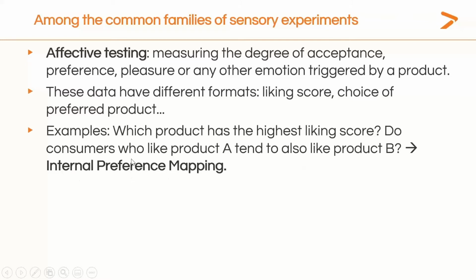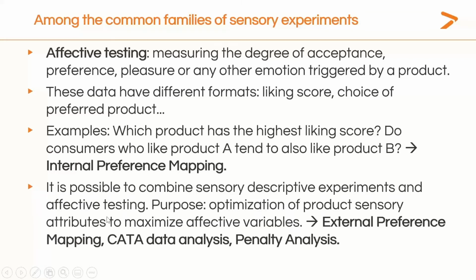So internal preference mapping helps answer questions such as, do consumers who like product A tend to also like product B, or to like a little bit less product C? We'll see that internal preference mapping is based on principal component analysis. Then we will see that it is possible to combine sensory descriptive experiments and affective testing.